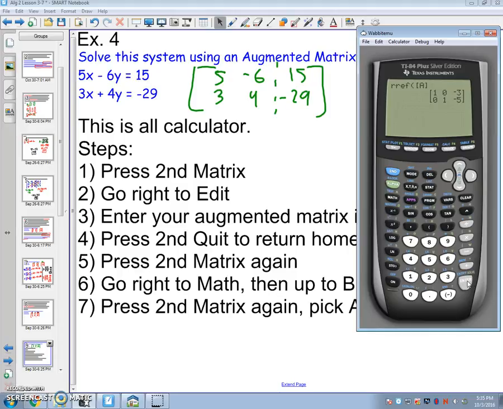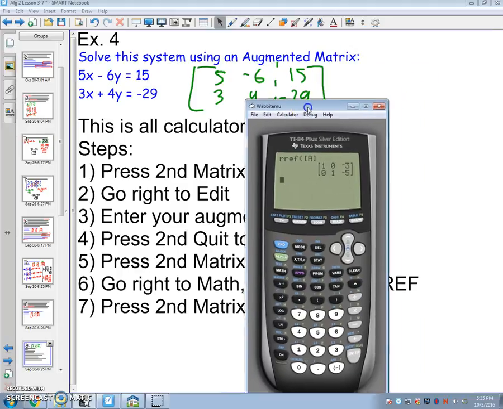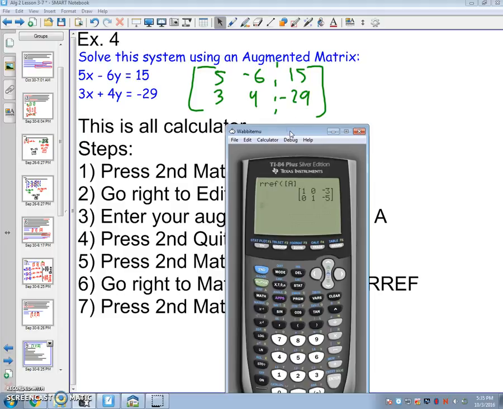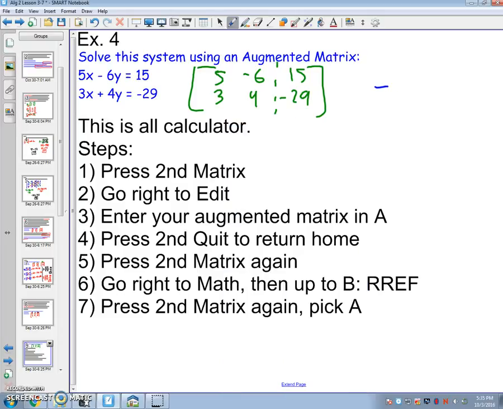It gives you 1, 0, negative 3, 0, 1, negative 5. If you remember, x was negative 3, y is negative 5. So let me write that. 1, 0, negative 3, 0, 1, negative 5. You need to be able to read this matrix, augmented matrix. Remember, this is our x, this is our y, this is our answer.